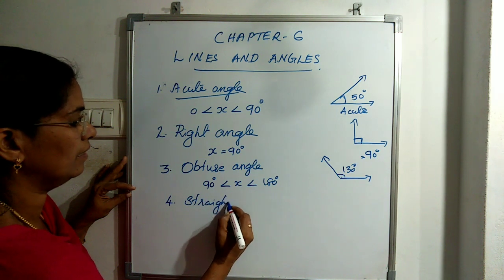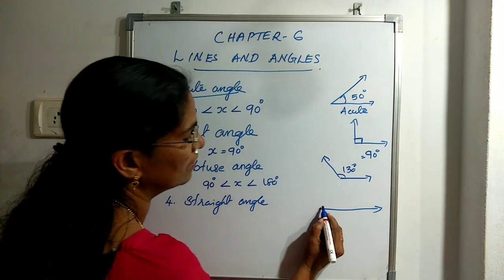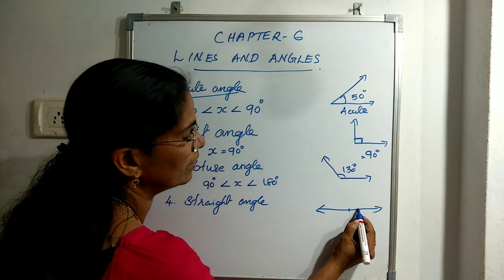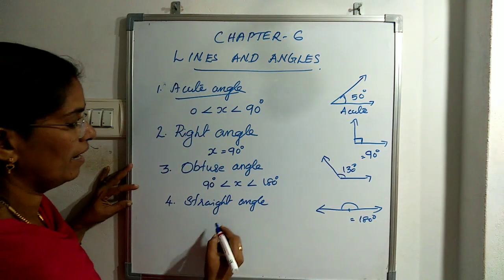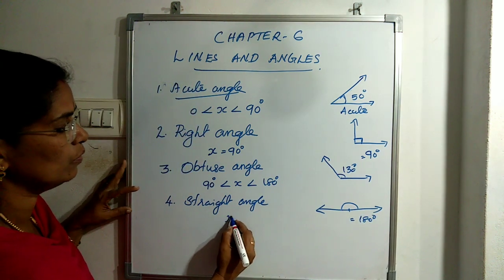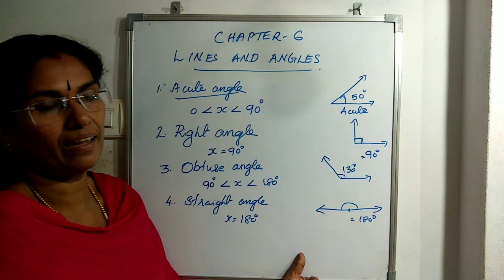And the fourth one is a straight angle. What is a straight angle? A straight angle means this straight line. If we measure this angle, it is equal to 180 degree. An angle whose measure is equal to 180 degree, then we say it is a straight angle.